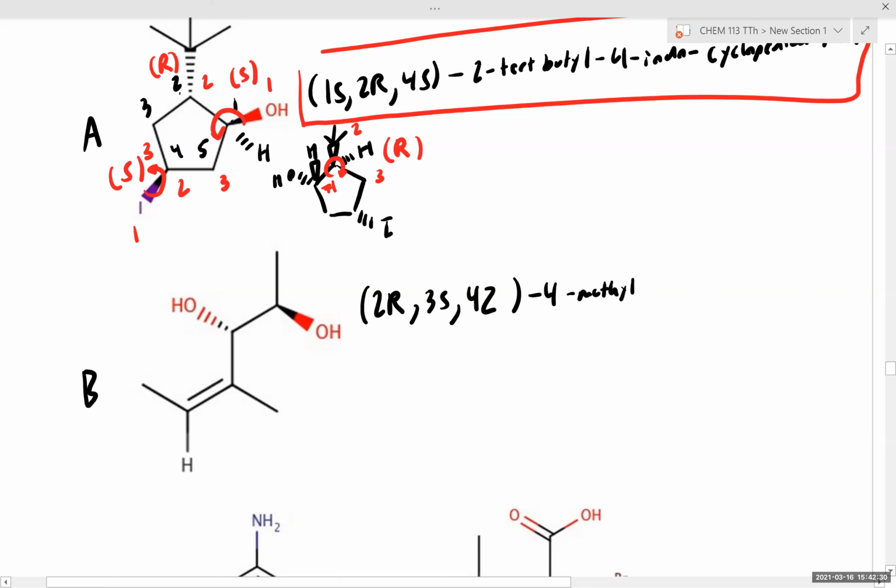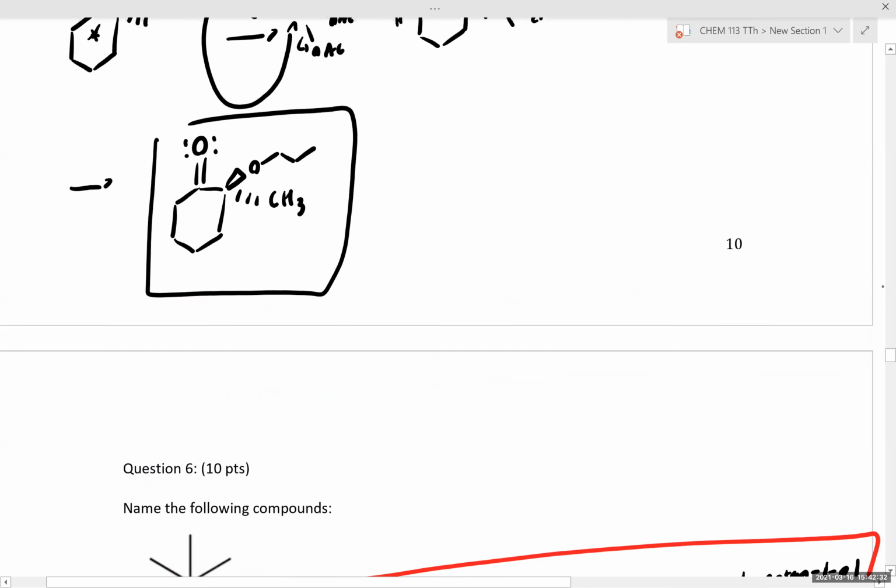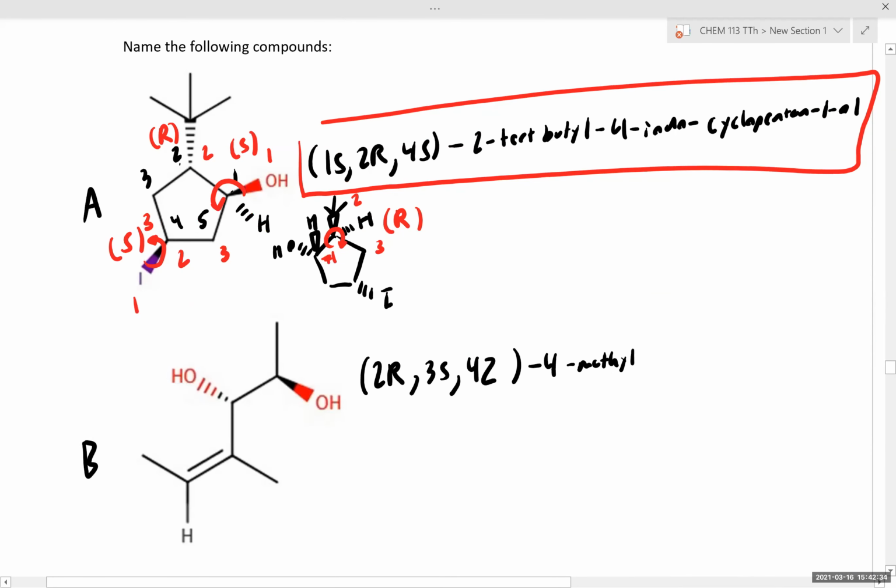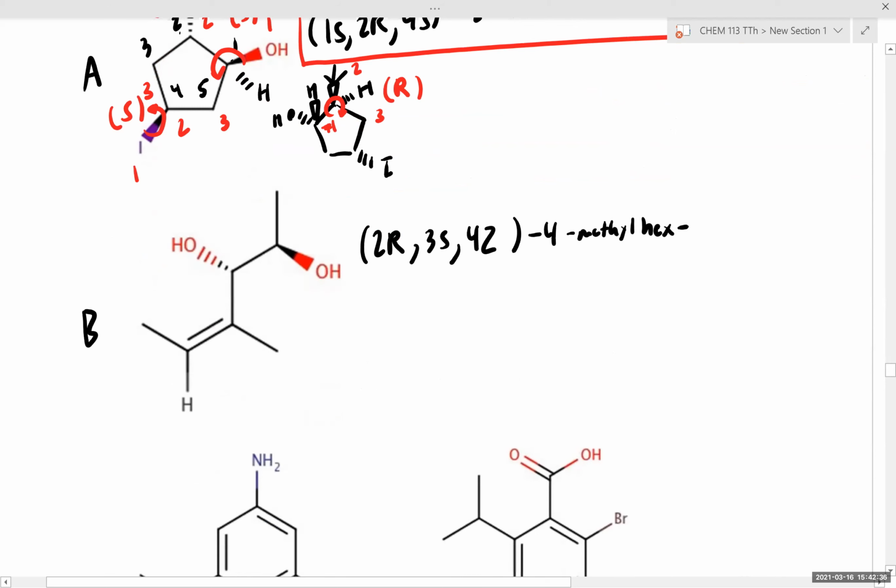4-methylhex-4-ene-2,3-diol. Okay, so the following numbering convention was used to minimize the locant number for our alcohols. We have an alkene. Our two highest priority groups are on the same side, so we have a Z alkene.